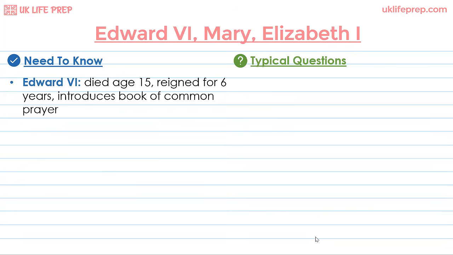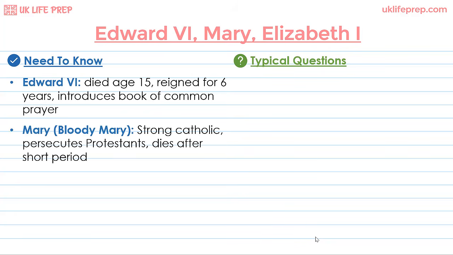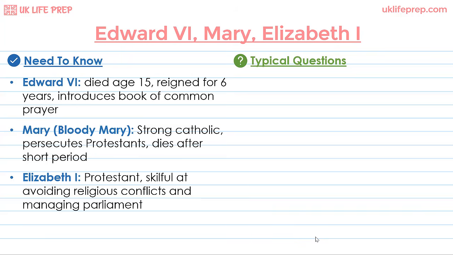Henry VIII was succeeded by his son Edward VI, who died at age 15 and only reigned for 6 years. His main achievement was introducing the Book of Common Prayer to be used in the Church of England, and it is still used in some churches today. Edward was succeeded by his half-sister Mary. She was a devout Catholic who persecuted Protestants and got the lovely nickname Bloody Mary, but she too dies after a short reign. Mary was succeeded by Elizabeth I.